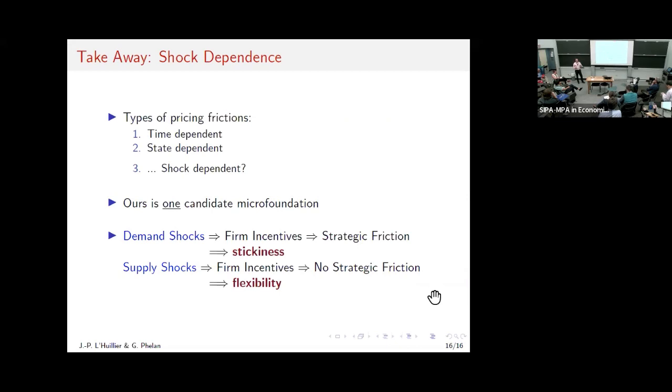And we're not married to our particular micro foundation. This is one model that gives you shock dependence. But besides, we think it is useful to think about shock dependence when trying to think about aggregate inflation dynamics. To summarize, what our micro foundation relies on is firm incentives. In the case of demand shocks, firm incentives generate a strategic friction that gives you stickiness. When you have supply shocks, firm incentives generate no strategic friction, and you have price flexibility.